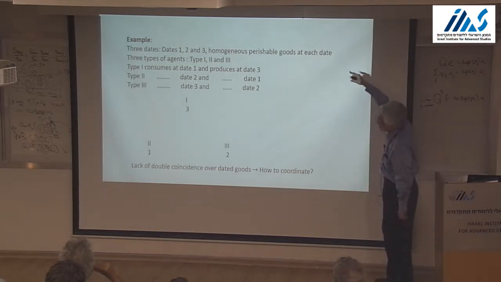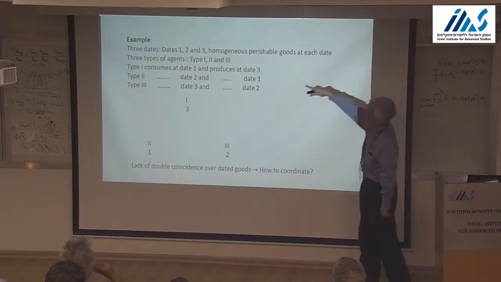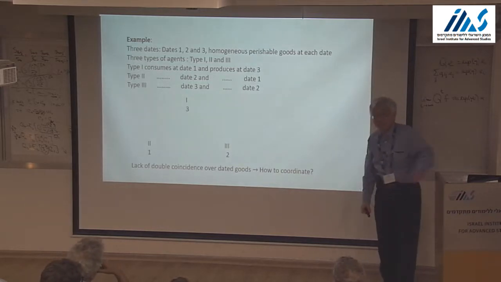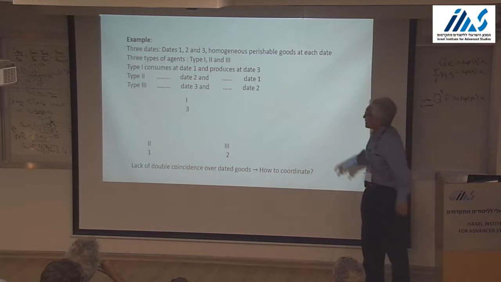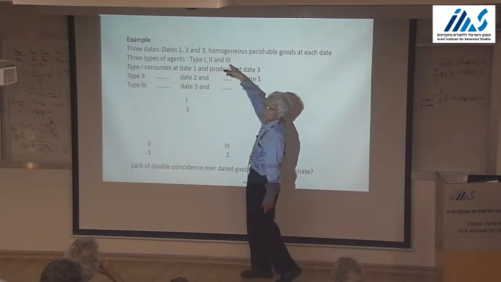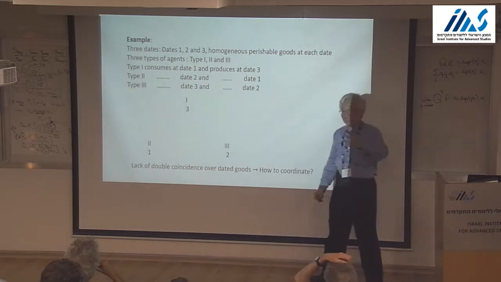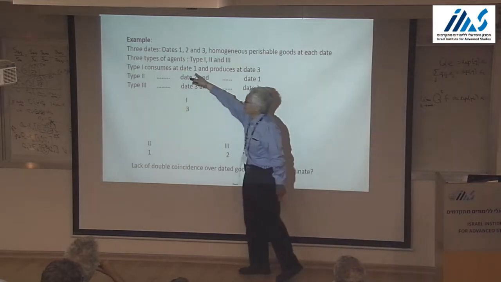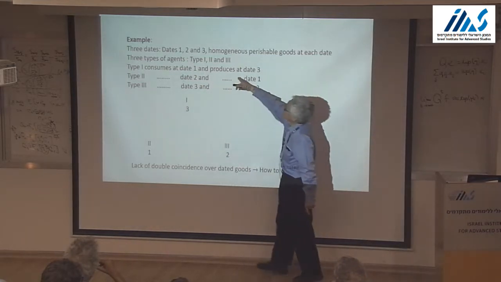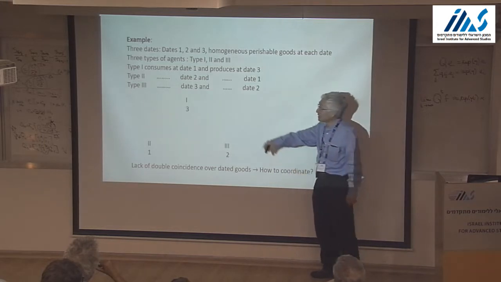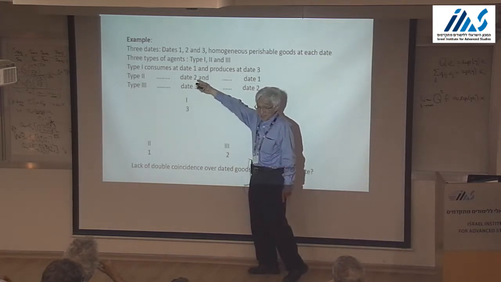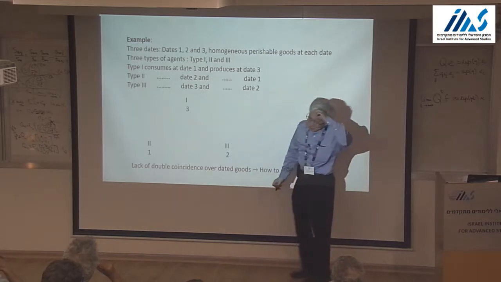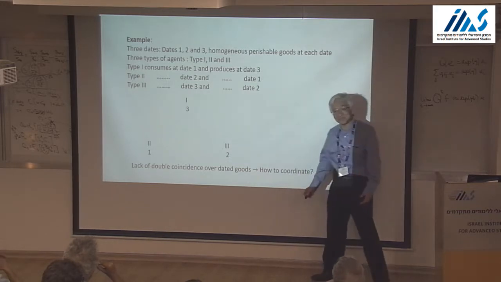This is the little example we have: three dates, 1, 2, 3, and homogeneous perishable goods at each date. There are three types of agents, type 1, type 2, type 3, many of each type, perhaps with equal populations. Type 1 consumes date 1 goods, but can produce date 3 goods. Type 2 consumes date 2 goods, but produces at date 1. Type 3 consumes date 3 goods, but produces at date 2.